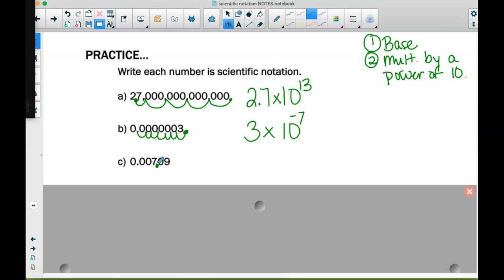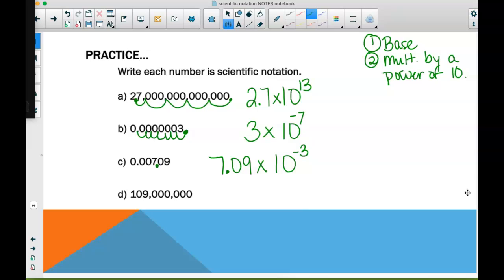Okay? So it's going to be 7.09. That's my base number because now it's between 1 and 10. Times 10. How many places did we move the decimal? We just moved it 3. Should it be negative or positive? Negative in this case, so 10 to the -3rd power. So 7.09 times 10 to the -3rd power.